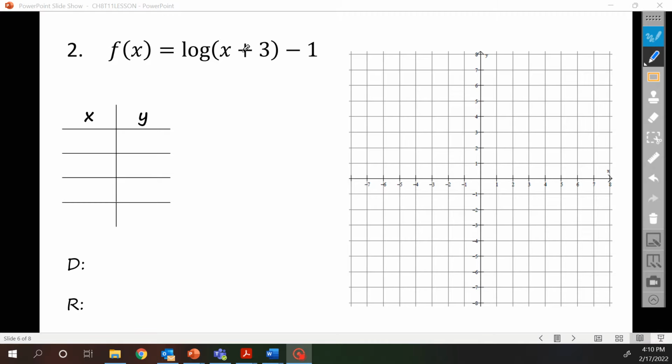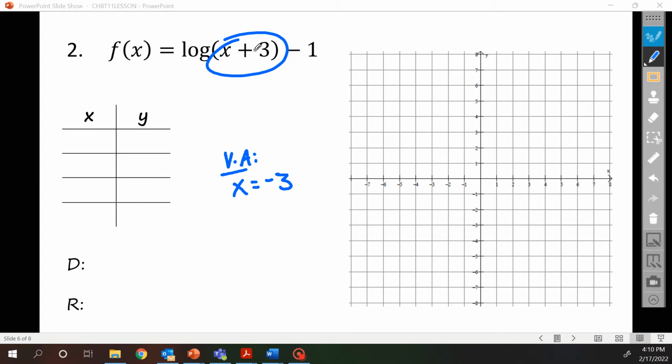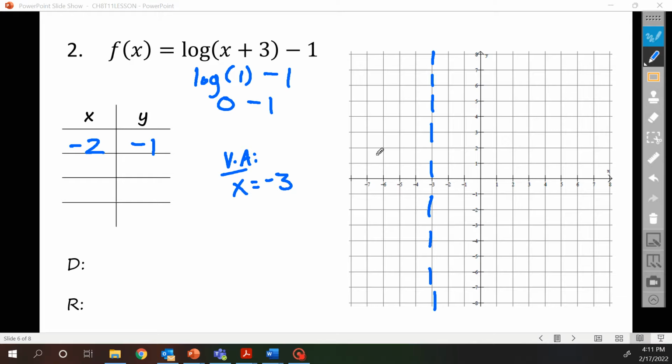So, if this has been shifted left 3, then now the vertical asymptote will be at x equals negative 3. Because negative 3 is now the value that makes the inside of the logarithm equal to 0. So this graph will not go past negative 3. So I'm going to start just to the right of that. I'm going to start at negative 2. Plugging in negative 2 means I take the common log of 1 and I subtract 1. So that's 0 minus 1, which is negative 1. So my first point is at (-2, -1). That's the first point I'm graphing. Now, I would like the next point to give me an output of 0.